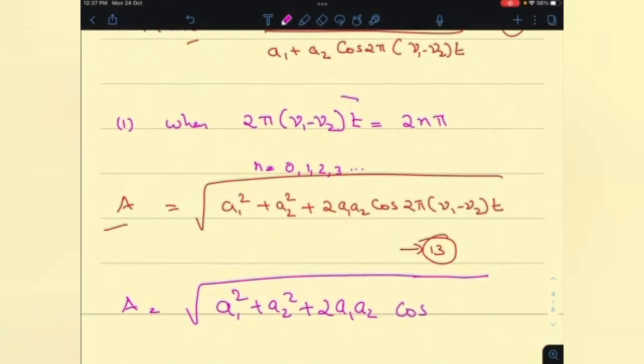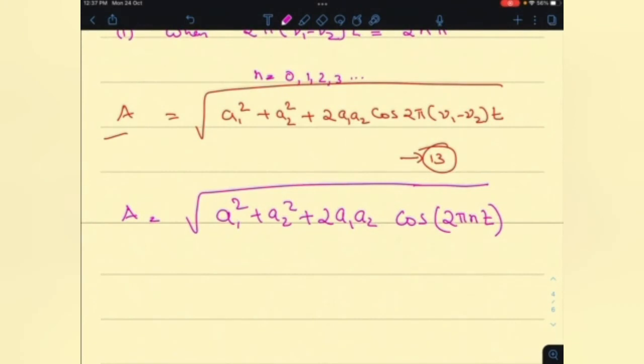So what will that be equal to? Cos of 2πn, that is cos 0, and that will be equal to 1. So this equation will be the root of A1² + A2² + 2A1A2, or the root of (A1 + A2)², or it is just A = A1 + A2, which is the maximum amplitude.